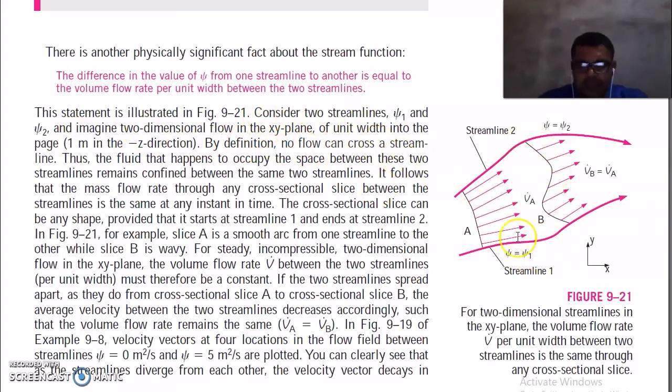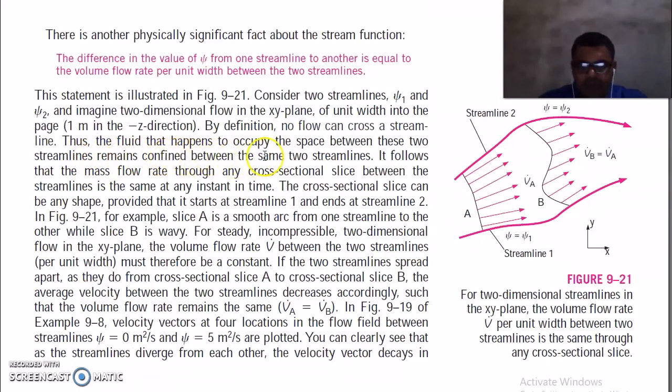Consider two streamlines psi 1 and psi 2. Imagine two-dimensional flow in the xy plane of unit width into the page, 1 meter in the z direction. By definition, no flow can cross streamlines. Thus the fluid that happens to occupy the space between these two streamlines remains confined between the same two streamlines. It follows that the mass flow rate through any cross-section slice between the streamlines is the same at any instant in time. The cross-section slice can be of any shape provided that it starts at streamline 1 and ends at streamline 2. For example, slice A is a smooth arc and slice B is wavy.